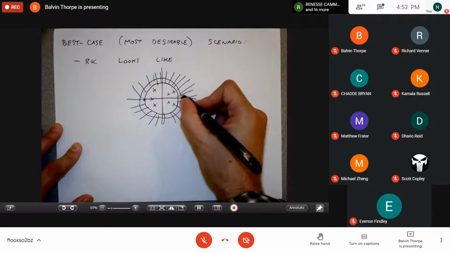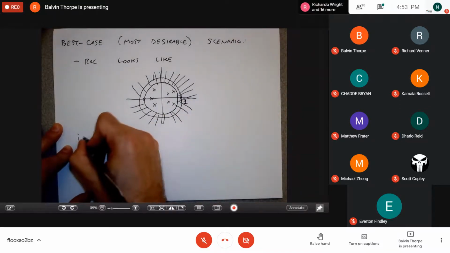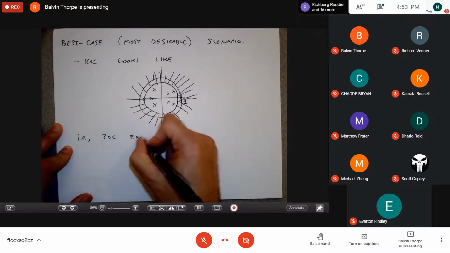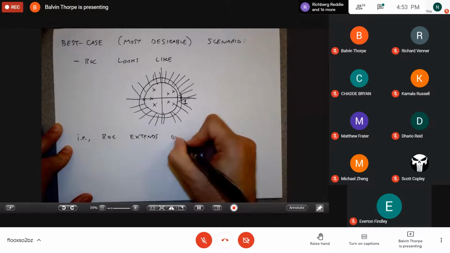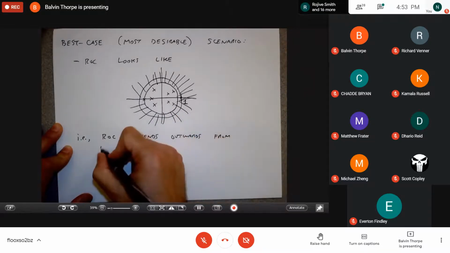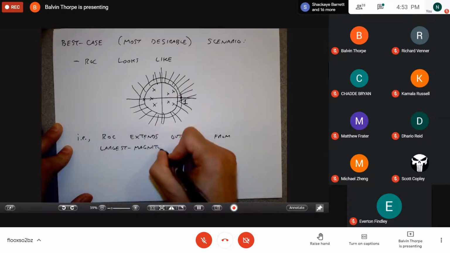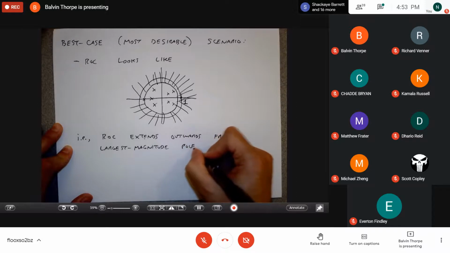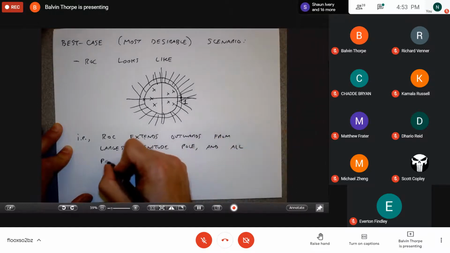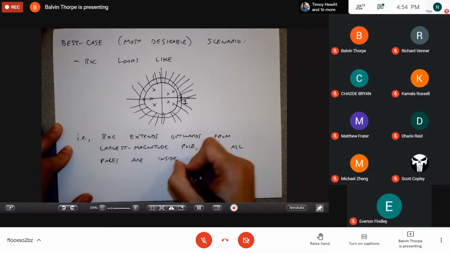Right, so the idea is this is the unit circle, i.e. the ROC extends outwards from the largest magnitude pole and all poles are inside the unit circle.